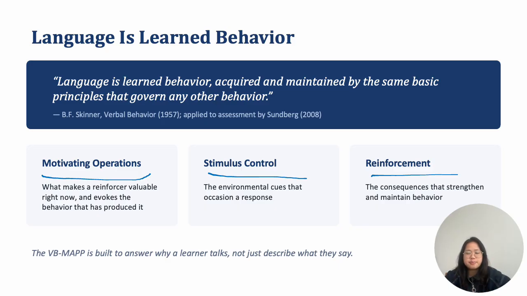the child said it. Skinner also rejected the traditional expressive and receptive language distinction because it implies these are two sides of one underlying process. In his analysis, they are functionally separate. The two are separate skills that can develop at very different rates and, critically, may need to be taught separately. So the VB-MAPP is built to answer the why behind language and not just catalog the what.